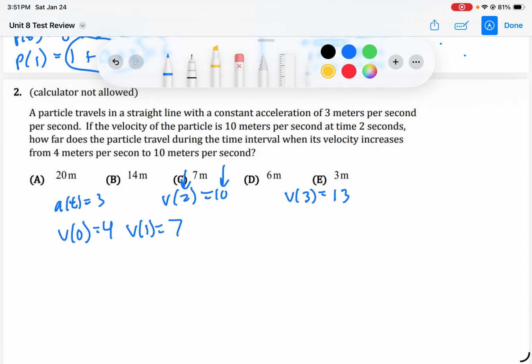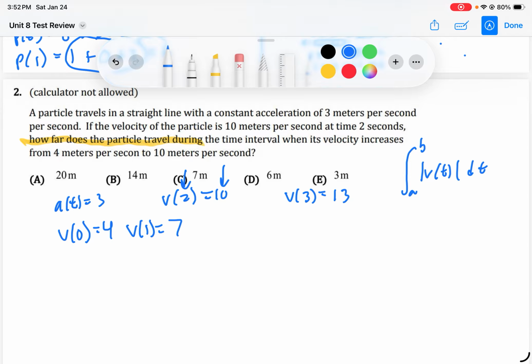Now the last part of the question says, how far does the particle travel? So for total distance, I have to know that total distance is the integral from time interval a to b of the absolute value of velocity. If I just want to know net change, I don't have absolute value, but for total distance, how far does it travel, if it's going right, left, whatever. This is always going right, but still, I think the absolute value bars are needed, even though they don't make a difference on this one.